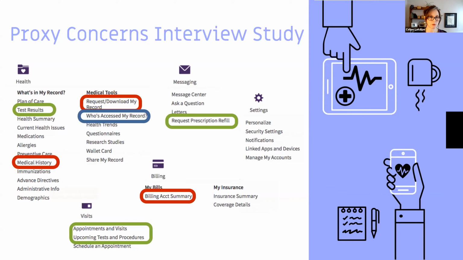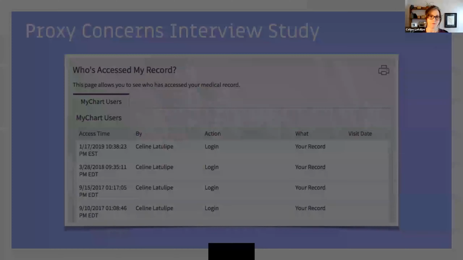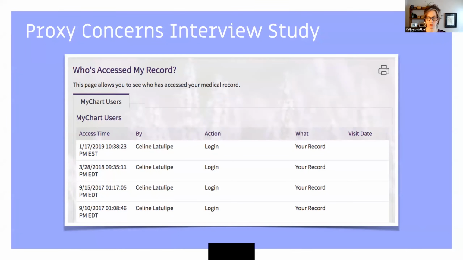So there was also, you might see here in blue, I've highlighted who's accessed my record. So the patient portal supposedly shows you who is accessing and using different functionality. But it's not as helpful as you might imagine. So this is a screenshot from who's accessed my record. I haven't given my password to my patient portal to anyone, but it shows that I've logged in, and all it shows under the column that says what was accessed? Well, my record, which is basically the patient portal. Not particularly helpful in terms of what functionality was accessed, what information was seen. No idea. Okay.